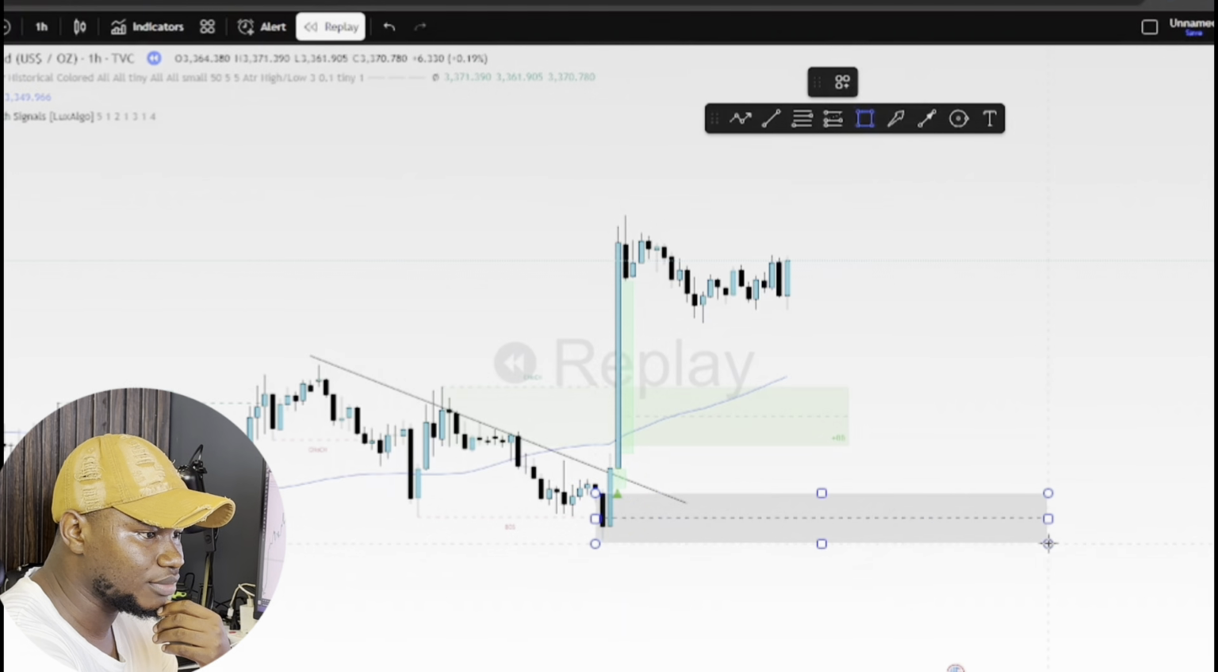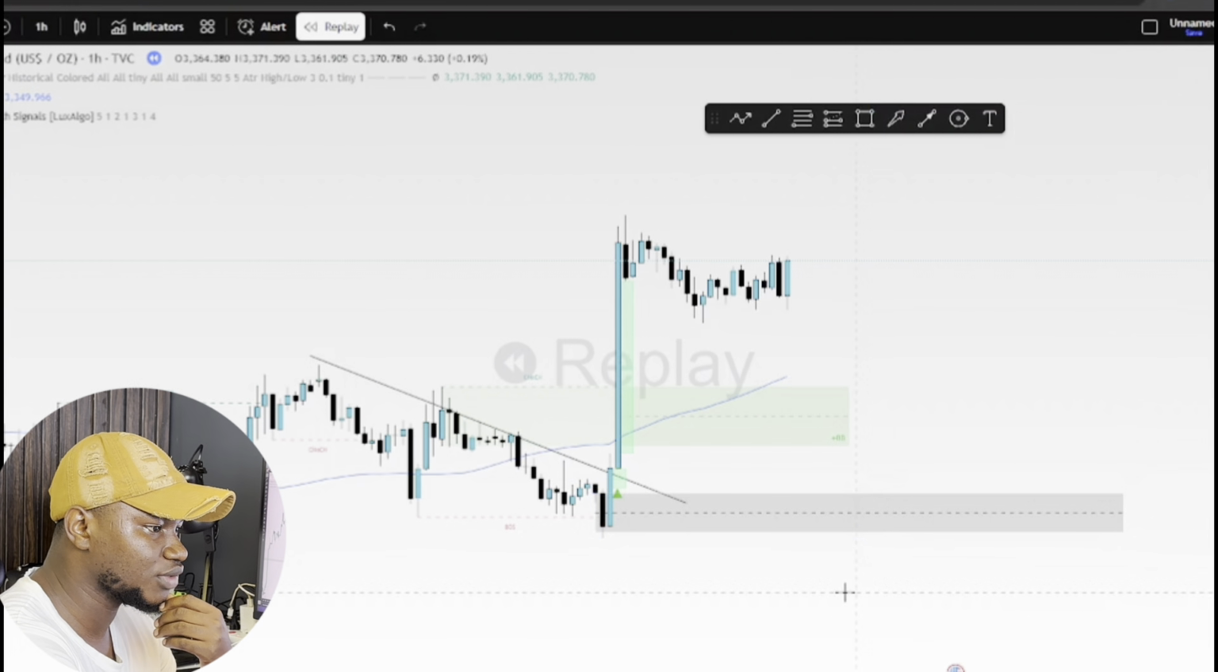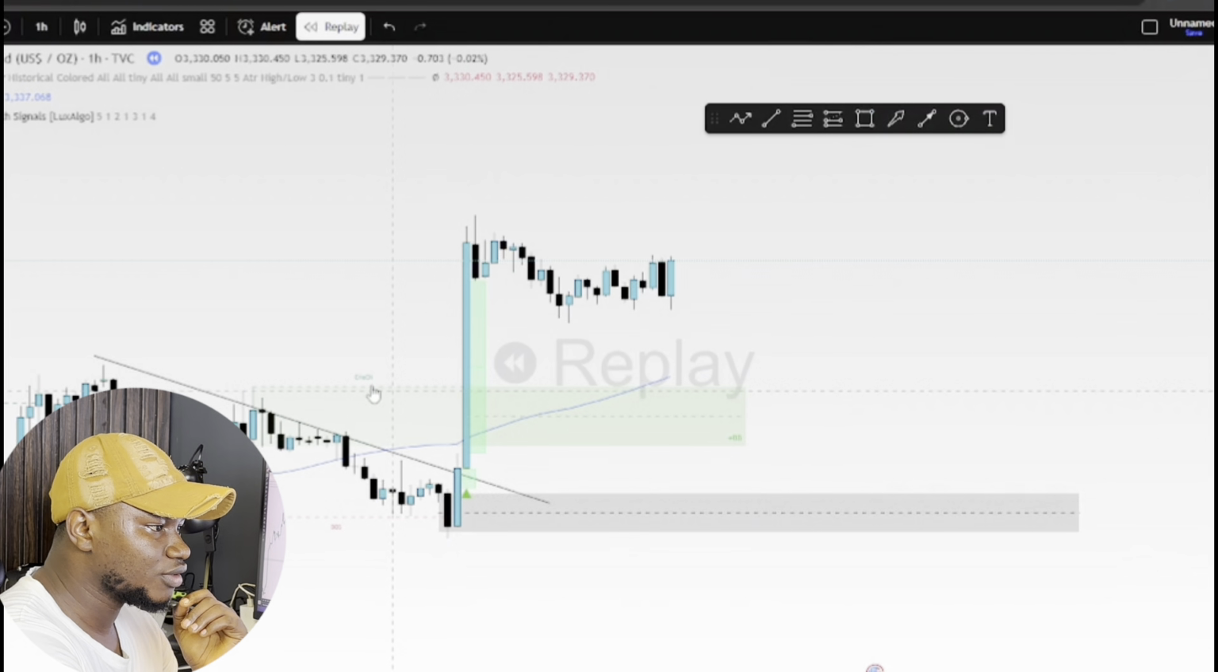Okay, so we now have a block, an area of interest here, or a point of interest. So that's the first thing. So right here we had a change of character. Okay, and then below or around this change of character right here we have a breaker block.